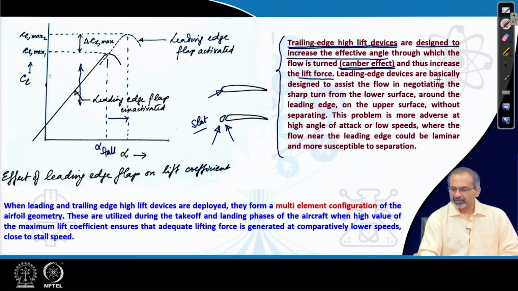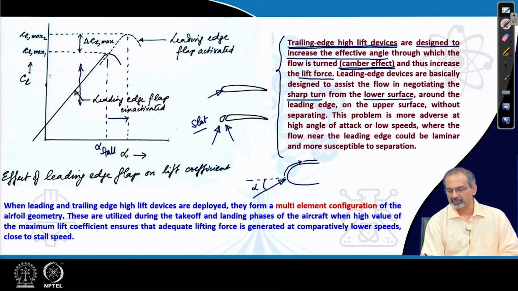While leading edge devices are basically designed to assist the flow in negotiating the sharp turn from the lower surface when the flow moves up. If you look closely at the nose region of the airfoil, and if the flow is approaching at a considerable angle of attack, then there is a very sharp turn that the flow has to take to reach the upper surface and remain attached to it as it does.